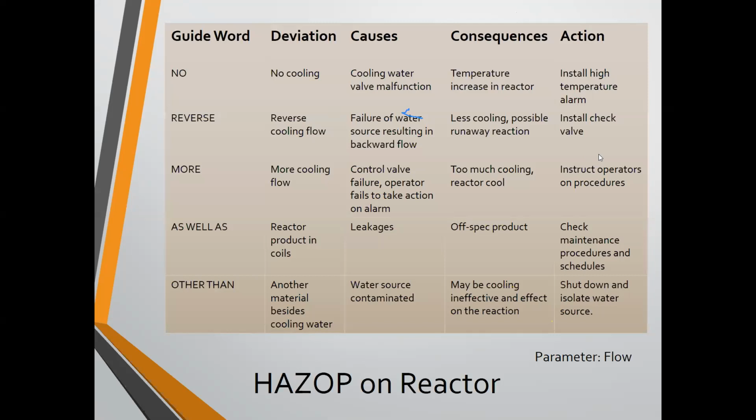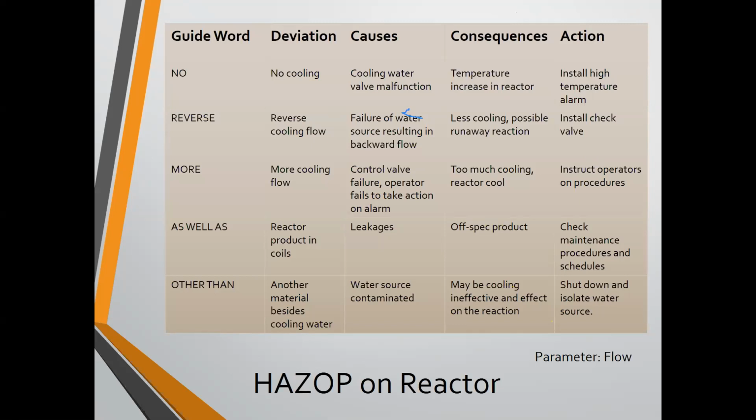The first guide word is no. So the deviation which can happen is that there is no cooling. For example, what happens if there is no cooling? We'll try to brainstorm and gather all the ideas. What happens if there's no cooling? Before that, we'll see what the causes of no cooling inside the reactor are.